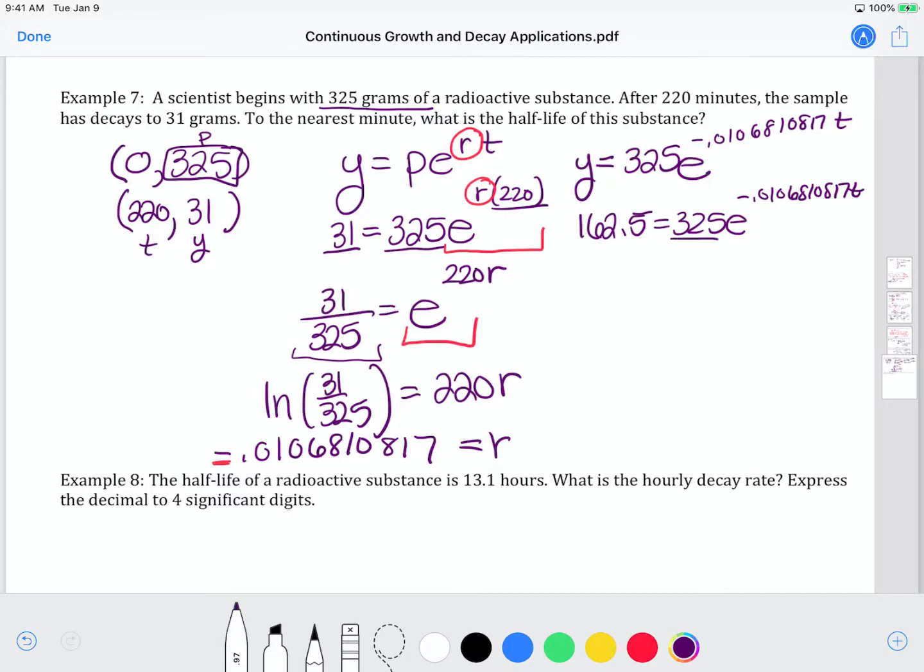So I'm going to start with 325. I want to end up with 162.5, and I want to solve for t. How long does it take for that to happen? Because we're looking for the half-life.